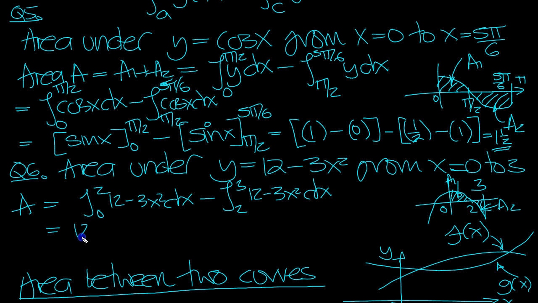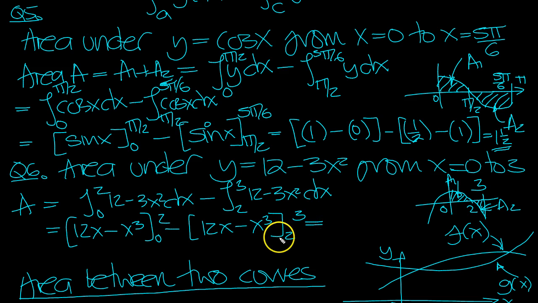So we get 12x minus 3x cubed over 3, which is x cubed, between 0 and 2, minus 12x minus x cubed between 2 and 3. To save time, I'm just going to write down the answer for that one, and I'll leave you to work it out. Minus, what do we get here for the area? We get 23. 16 plus 7 equals 23.